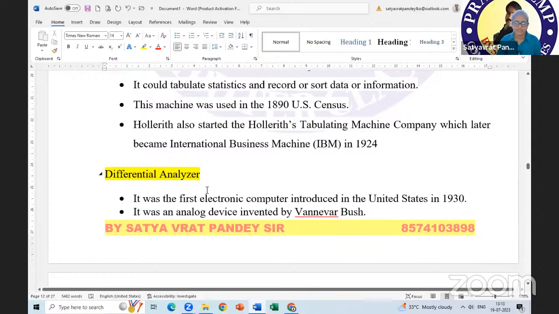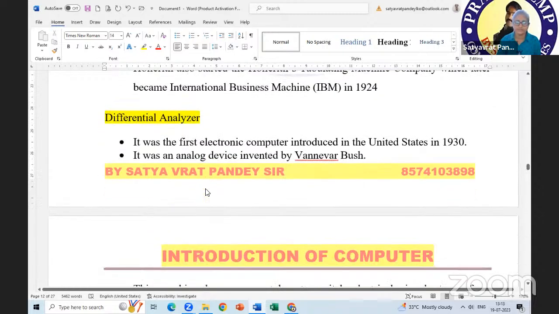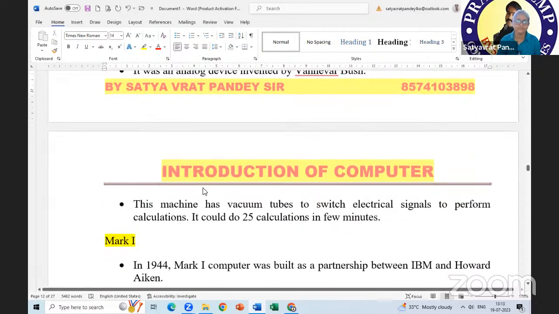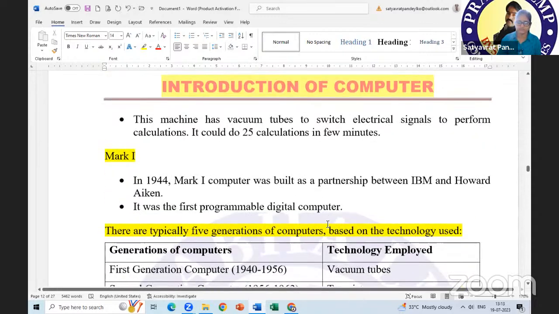10th is the differential analyzer. It was the first electronic computer introduced in the United States in 1930. It was an analog device invented by Vannevar Bush. This machine has vacuum tubes to switch electrical signals to perform calculations. It could do 25 calculations in a few minutes.